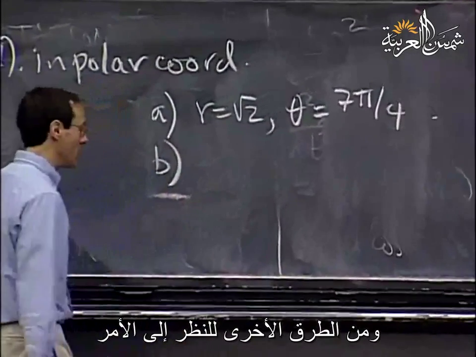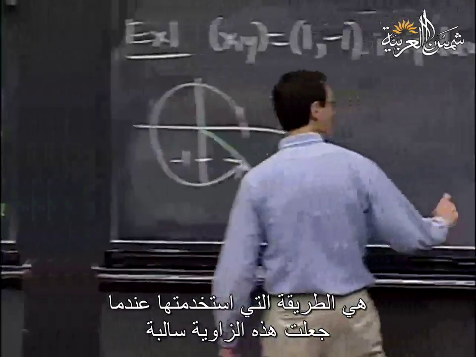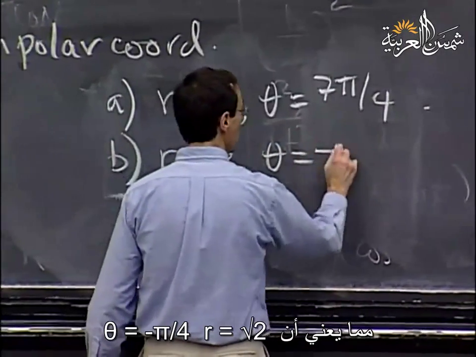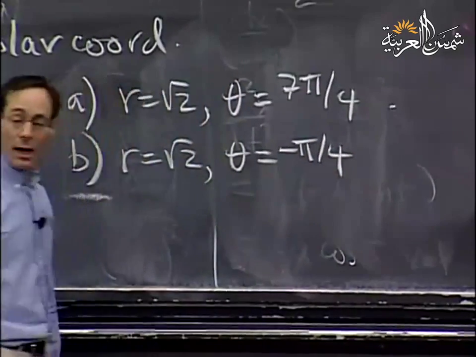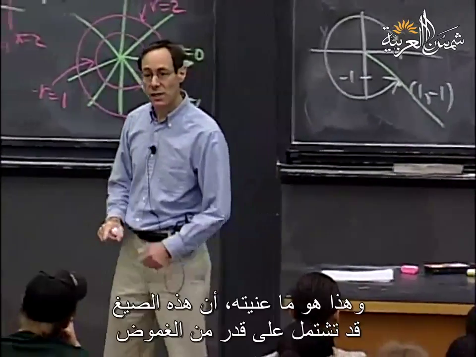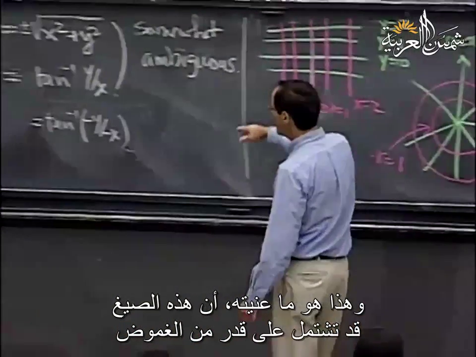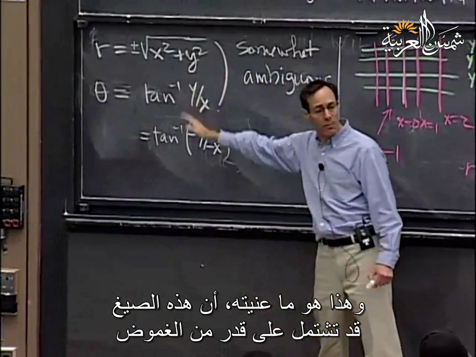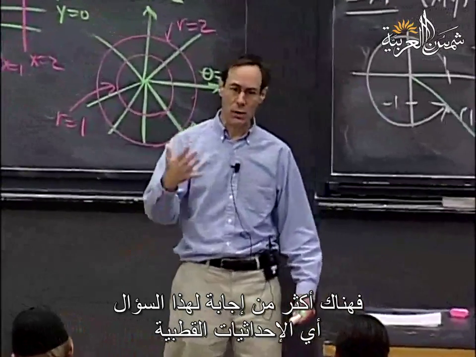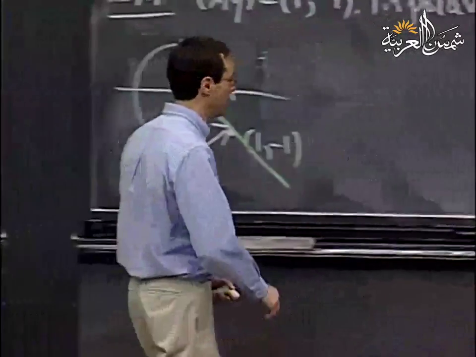Another way of looking at it is the way which was suggested when I labeled this with a negative angle, and that would be r equals square root of 2, theta equals minus pi over 4. And these are both legal. These are perfectly legal representatives, and that's what I meant by saying that these representations over here are somewhat ambiguous. There's more than one answer to this question of what the polar representation is.